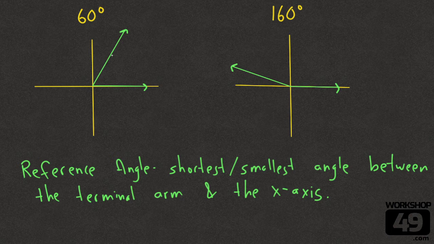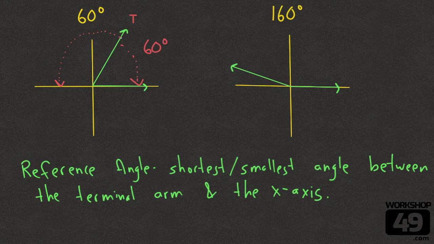In this first example, here's our terminal arm. I'm just going to label it T here, just for sake. It doesn't really matter. We need to figure out what's the fastest way to get from this terminal arm to the x-axis. We could go this way and come down to the x-axis, or we could go all the way around, keep rotating until we get to 180 degrees. We need to decide which way is shorter. In this case, it's going to be the 60 degrees.